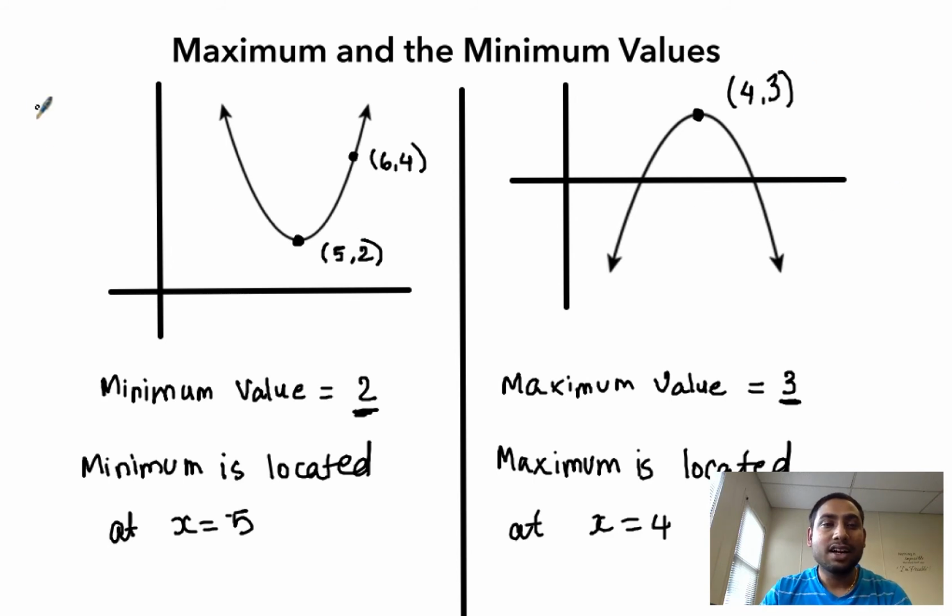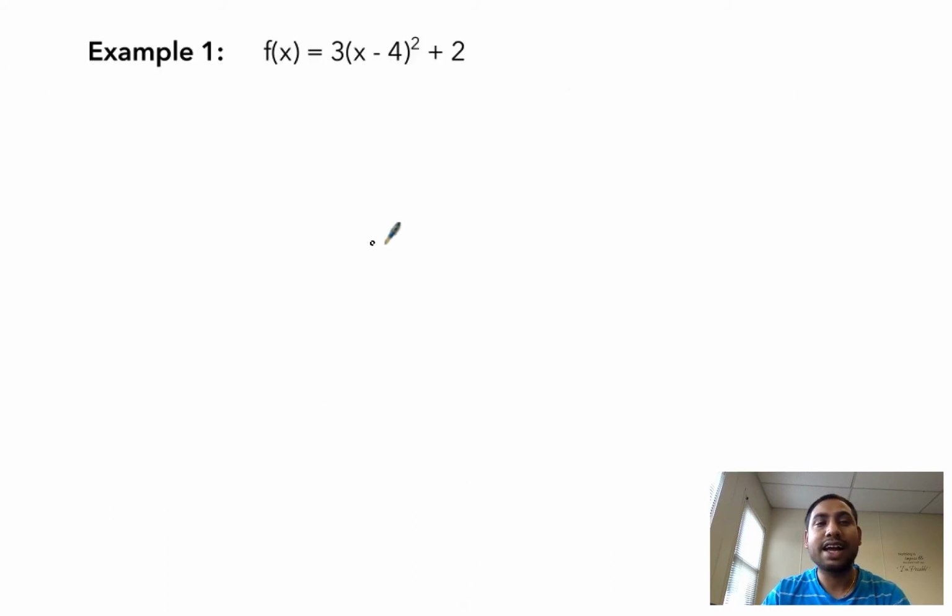Okay? Alright, now that we know what the minimum and maximum values are, let's take a look at a couple of examples where we actually find those, okay? So, this first example, we're given a function f of x equals 3 times (x minus 4) squared plus 2. And then we want to do two things. First, decide whether this function is going to have a maximum or minimum value. And then once we decide about that, we'll tell what the maximum or the minimum value of the function is.